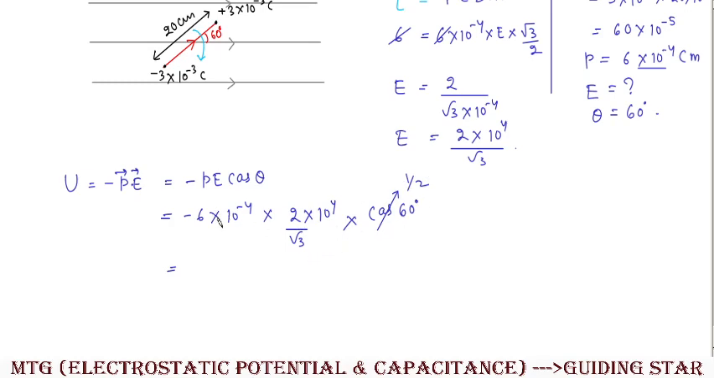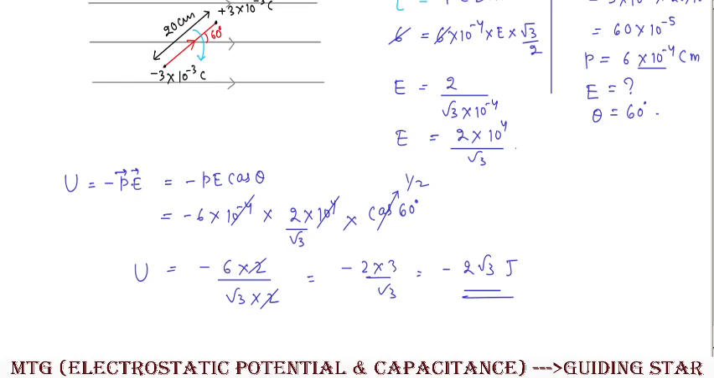That means here how much will we get? So potential energy, we'll check it. So it is 1 by 2. Let us write it. 10 to the power minus 4 and 10 to the power plus 4 will cancel out. So minus 6 into 2 divided by root 3. Here the 2 got cancelled out. So minus 6 by root 3, that means minus 2 into 3 divided by root 3. So it will be minus 2 root 3. So finally minus 2 root 3 joules. Clear? So the potential energy we get is minus 2 root 3 joules.